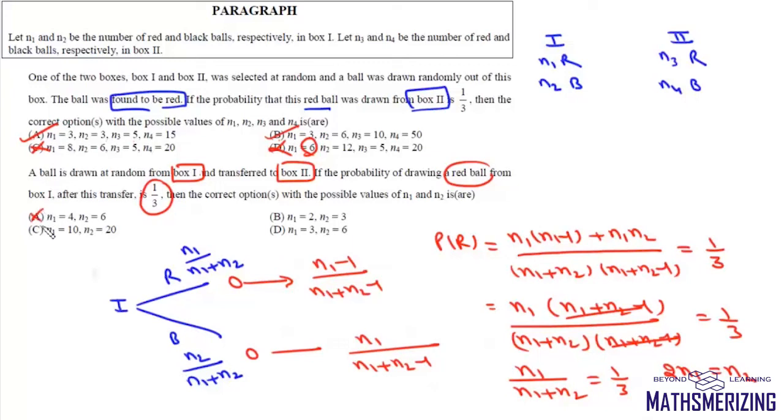Now option A is not true. Option B is also not true. Correct options are C and D. And that is the answer to this question.